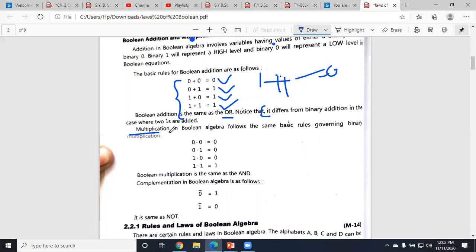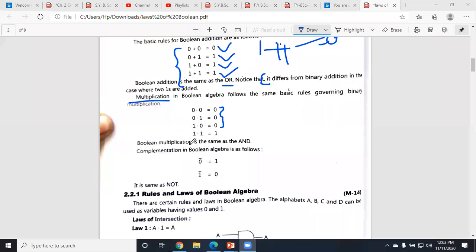Next one is your multiplication. Multiplication is a straightforward multiplication. If you multiply 0 with any number, the answer will be 0. This is nothing but your first three cases. Now, if I'm multiplying 1 with 1, the answer will be 1 only. These are the rules for multiplication. Boolean multiplication is the same as your AND operation. AND is nothing but again your multiplication.